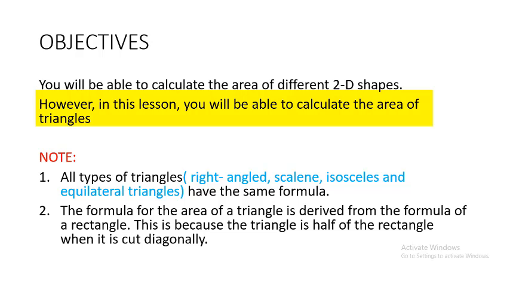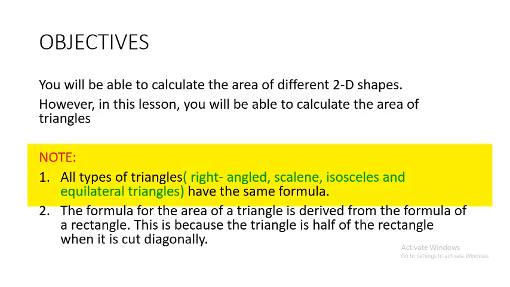The area of triangles. Down here, there are two things that you need to know. The first one: all types of triangles have the same formula. I hope you know the types of triangles. We have a right angled triangle, and then we have a scalene triangle. After that, we have isosceles and equilateral triangles. All these are types of triangles.